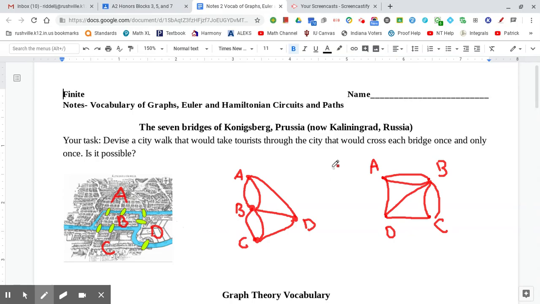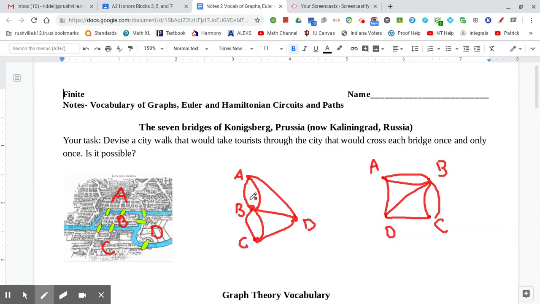So here are actually 2 possible graphs for what this map looks like. Here it's more so where the vertices are in the same position as they were on the map. But what's important is we still have 4 vertices. So 1, 2, 3, 4 vertices. And then how many total edges? So 1, 2, 3, 4, 5, 6, 7.